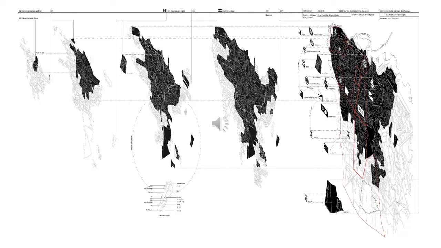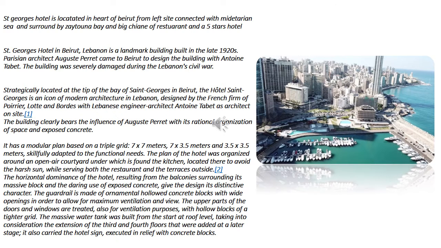In this slide, we can see the transformation of Beirut maps since 1996 until now, the 2020s, and the central district of Beirut, Lebanon. The hotel is located in the heart of Beirut, connected on the left side with the Mediterranean Sea and surrounded by Zaytuna Bay and a big chain of restaurants and five-star hotels.